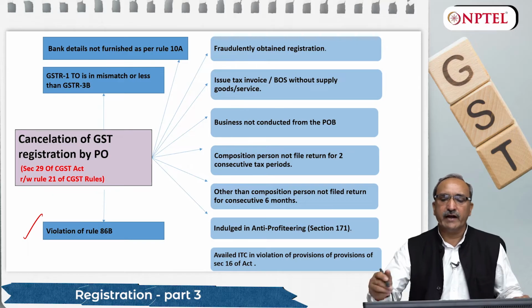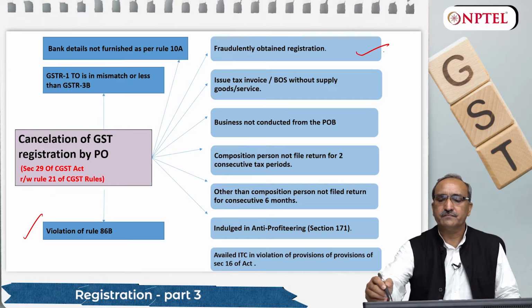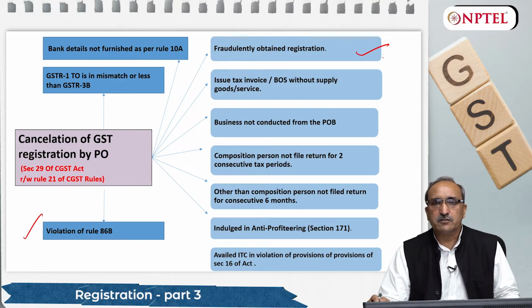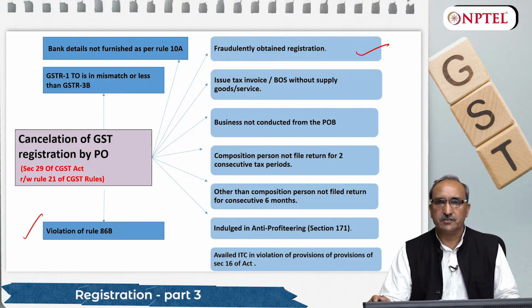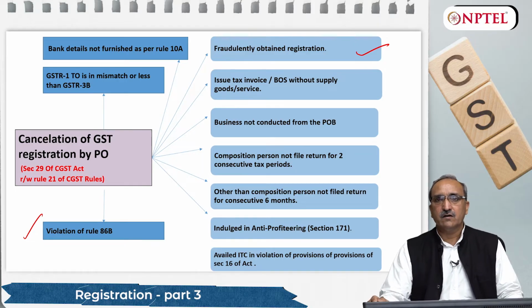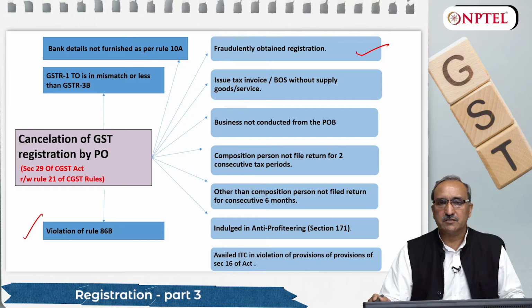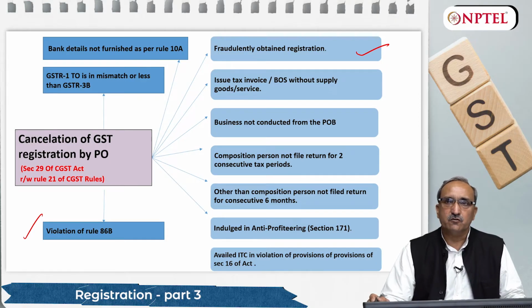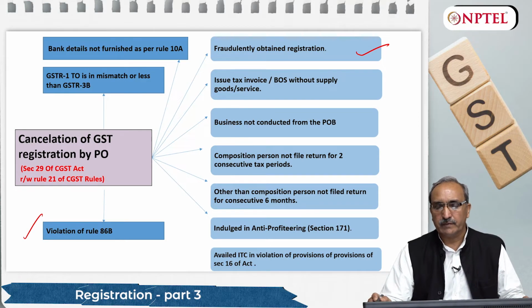Apart from that, while obtaining registration, if you have submitted fraudulent documents, fake documents to get registration, and later on it is found that your rent deed is fictitious, rent deed is not proper, your property documents are not proper, or you have forged documents to obtain GST registration, your registration will be cancelled by the department.